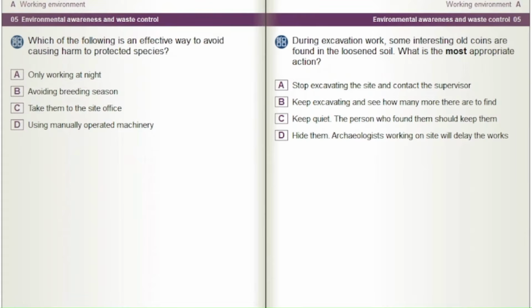Which of the following is an effective way to avoid causing harm to protected species? Only working at night. Avoiding breeding season. Take them to the site office. Using manually operated machinery.